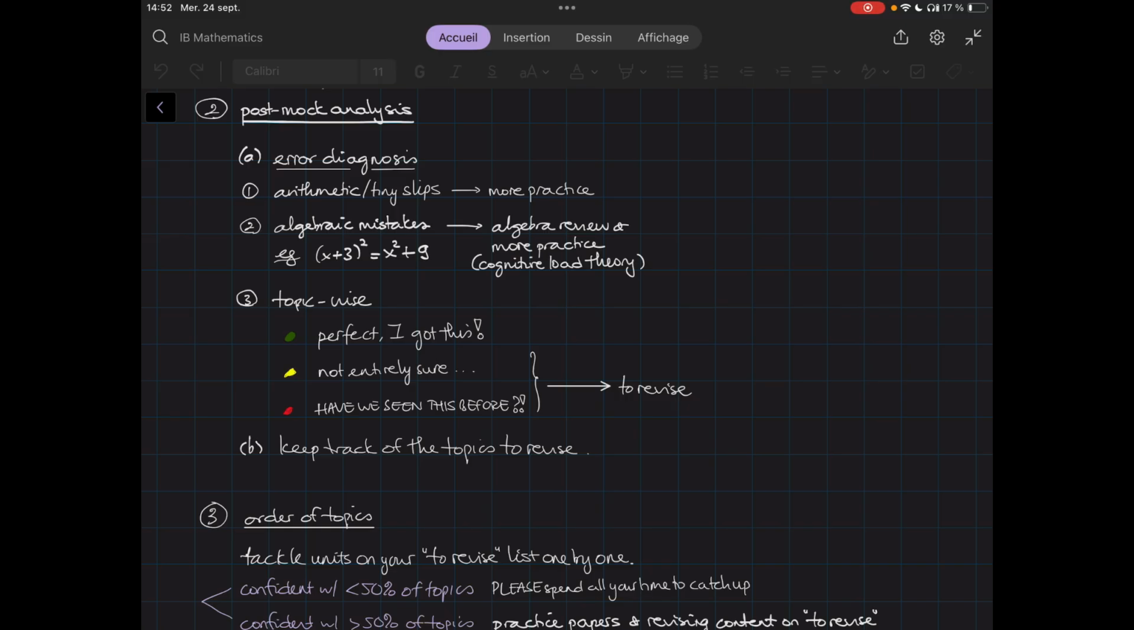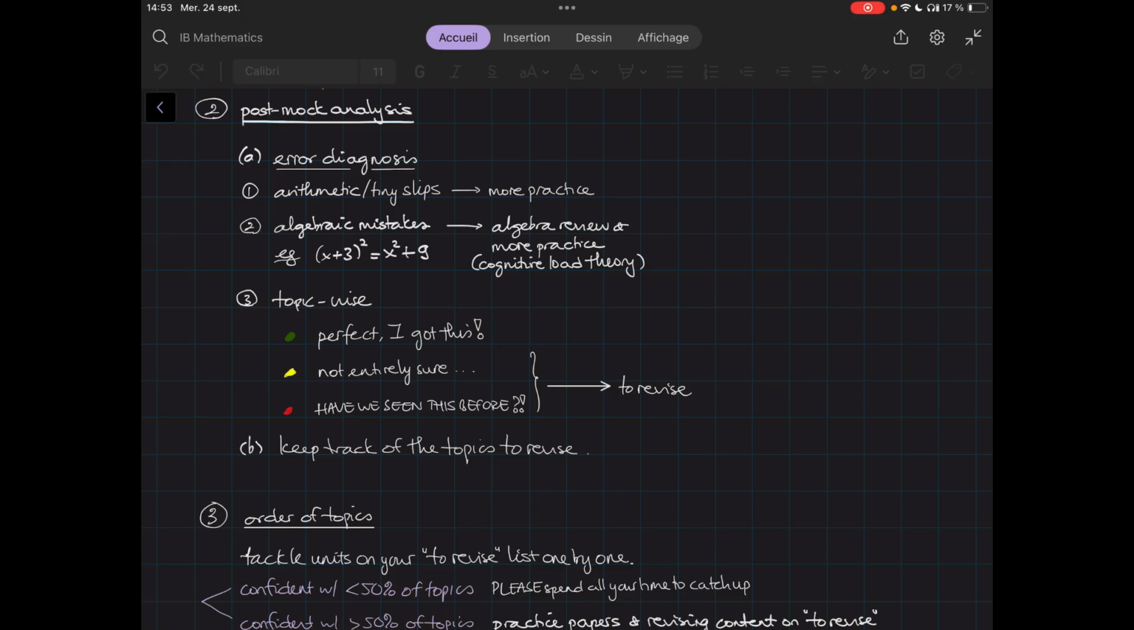2. Algebraic mistakes. This is similar to 1, except that it's a lot more serious. The way to go about this is to revise your algebra and then do a huge number of questions. 3. Topic-wise. For each question on the paper, you will identify the topic.